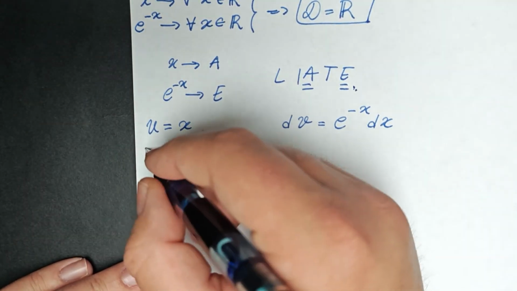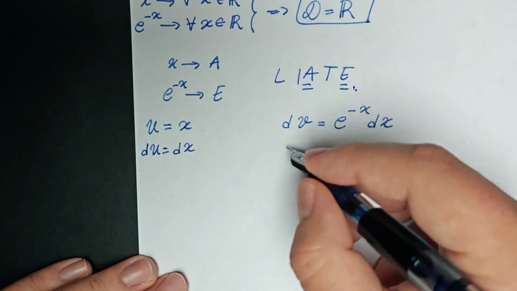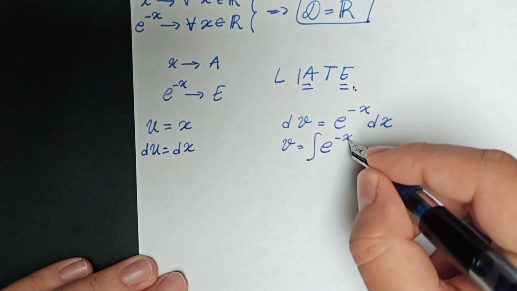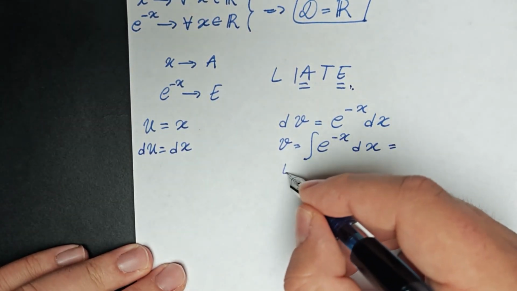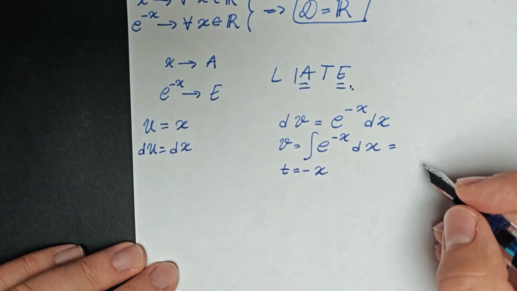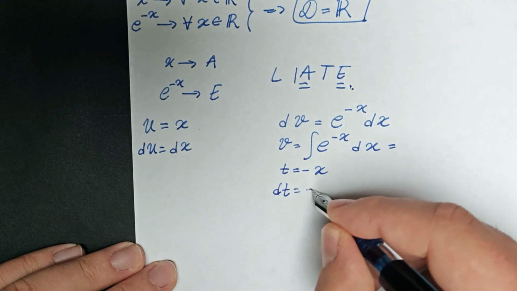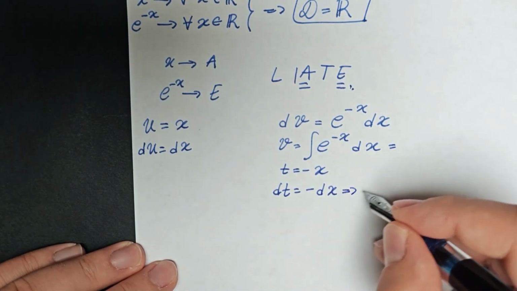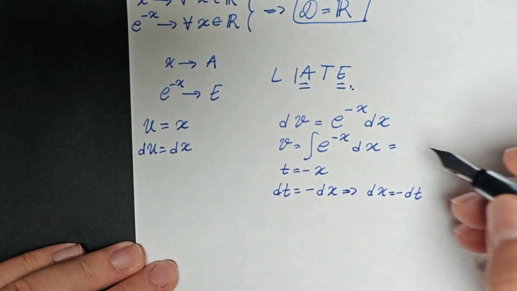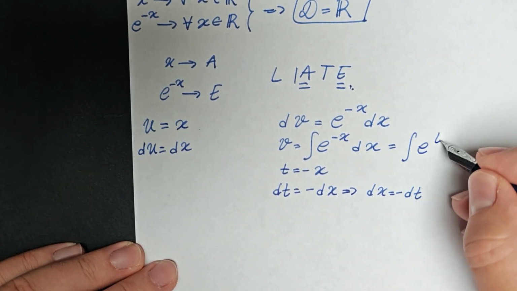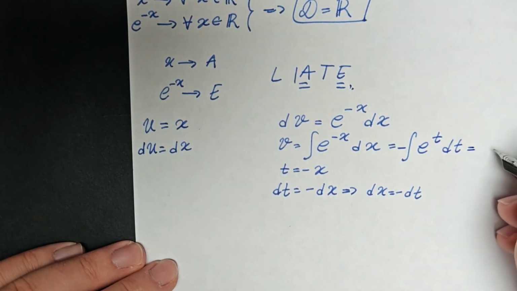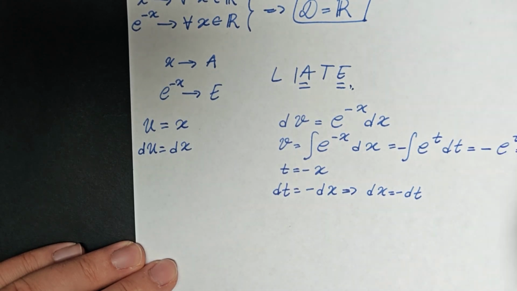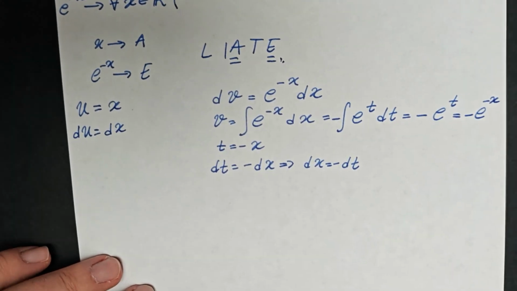u is x, and that means that du is dx, and v is going to be the integral of e to the power negative x dx. To solve this, we are going to introduce a substitution that t is equal to negative x, and then the differential of t is negative the differential of x. dx is negative dt. So this is just the integral of e to the power t dt, and we have that minus sign in front of it. So this is just negative e to the power t, and when we return the substitution, this is negative e to the power negative x.